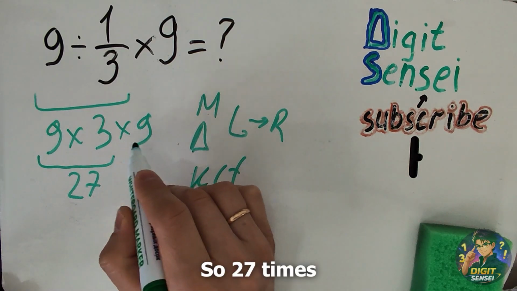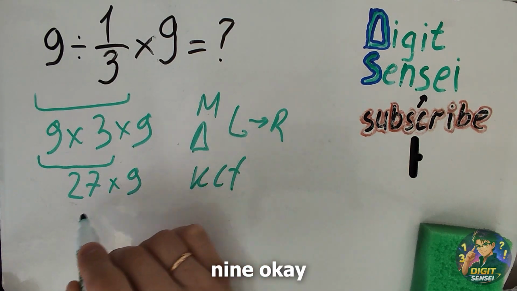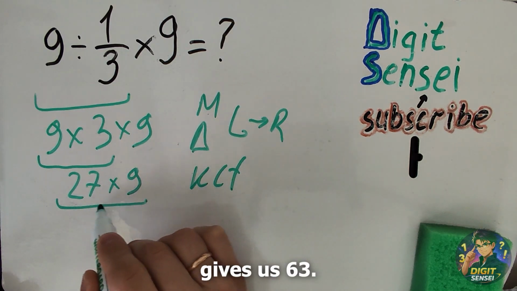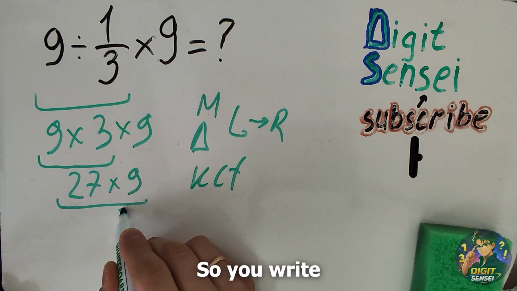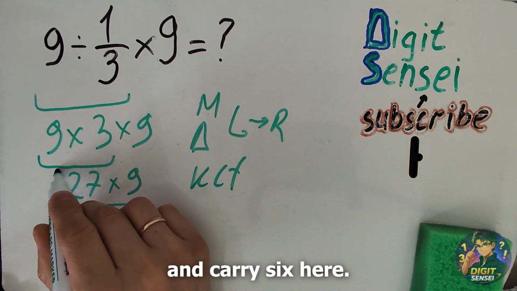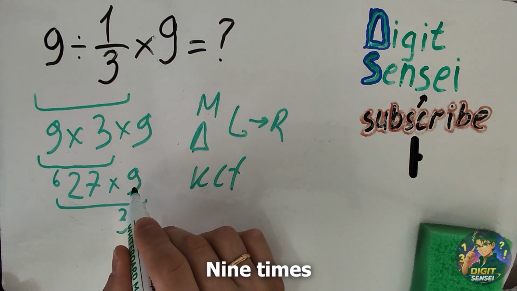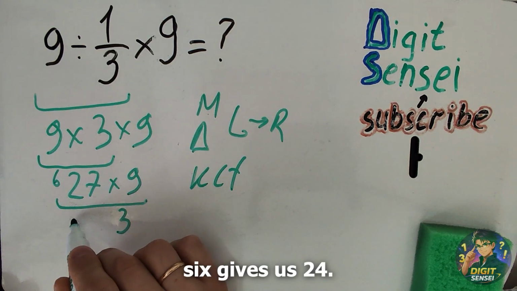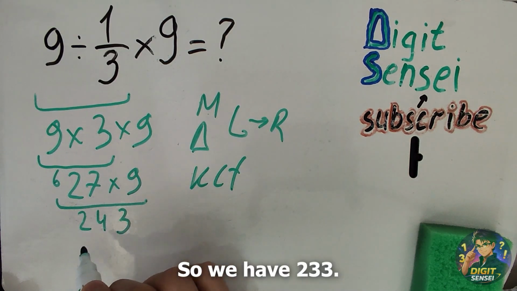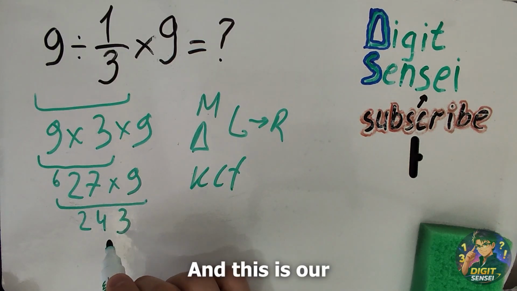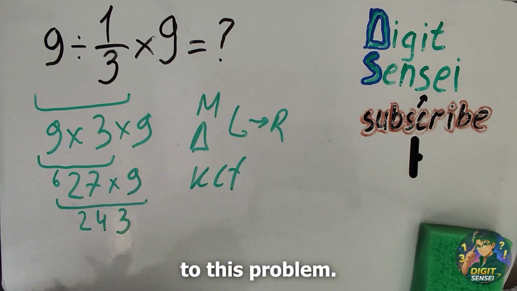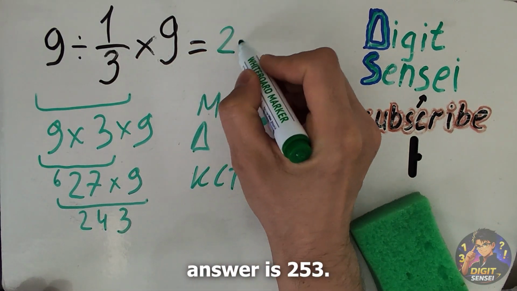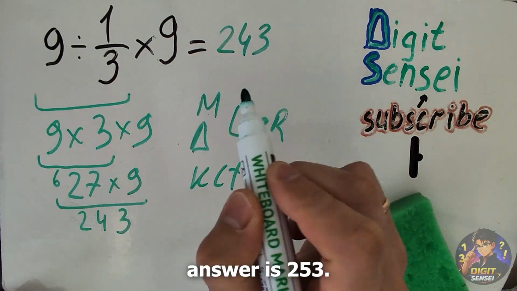So 27 times 9. Okay? 9 times 7 gives us 63. So we write 3 here and carry 6 here. 9 times 2 equals 18, and 18 plus 6 gives us 24. So we have 243, and this is our final answer to this problem. The correct answer is 243.